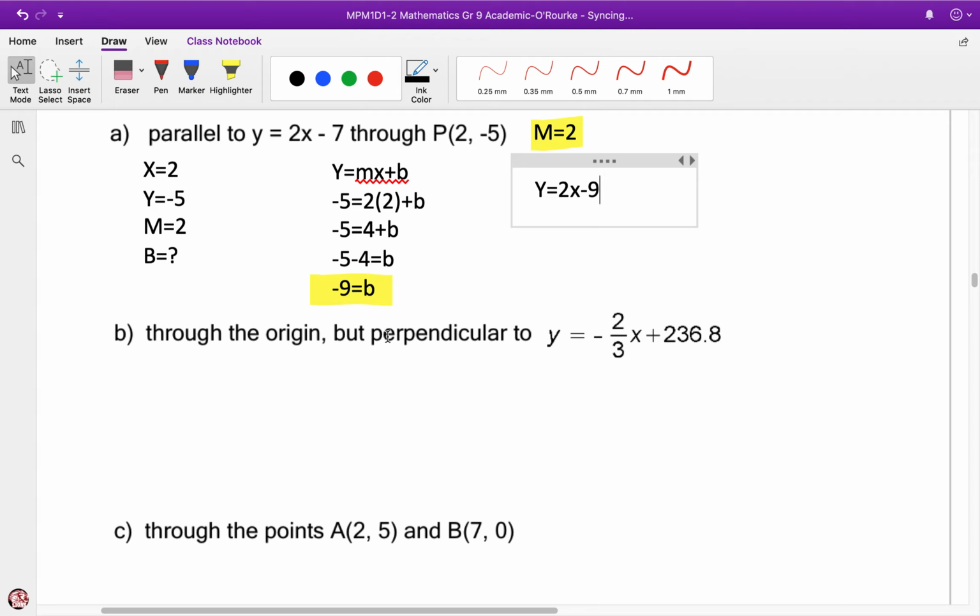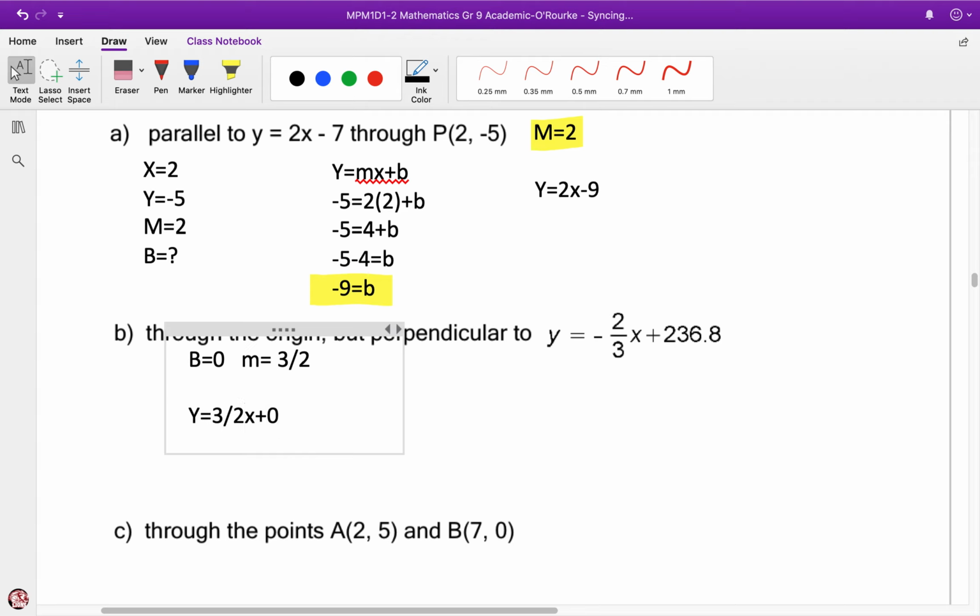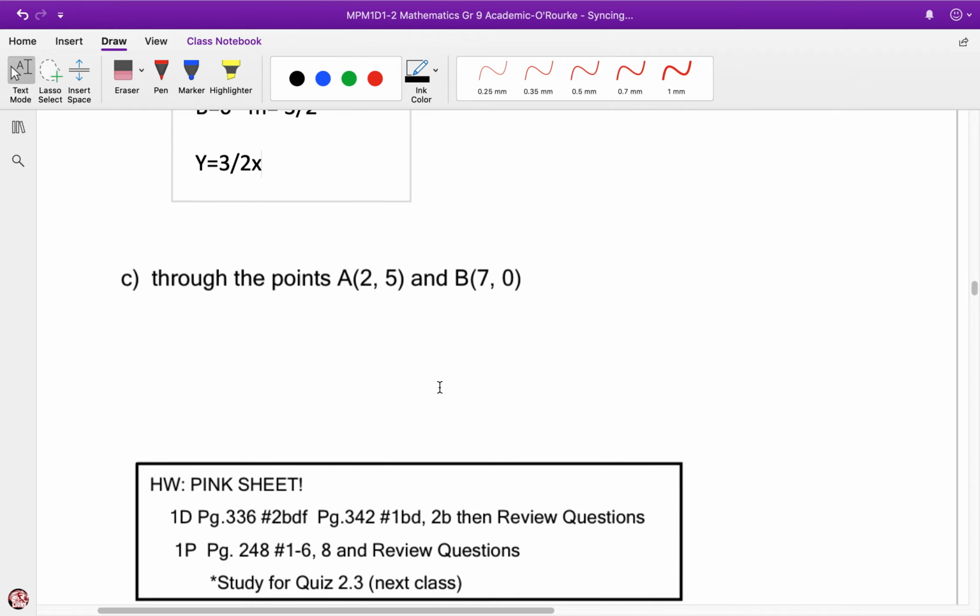Now, it goes through the origin. Okay, so what does go through the origin mean? Well, go through the origin means the y-intercept, b, is going to be equal to 0. Then it tells us perpendicular to negative 3 over 2. So it's perpendicular, so we know we're going to flip it. So 2 over 3 is going to be 3 over 2. It's a negative before, so it's going to become a positive. So then we can just finish off our equation. Y equals 3 over 2 x plus 0. Now adding plus 0 doesn't really make sense, so I'm just going to leave it as is.